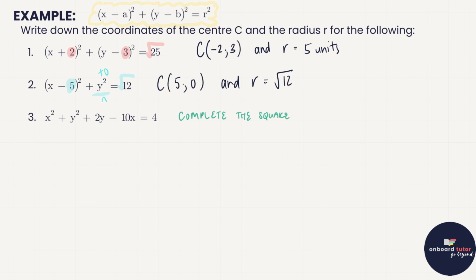Okay, let's try and refresh our memories as to how exactly we do that. The first thing I do is I put all of the x's together. So we're going to say x squared minus 10x, then plus y squared plus 2y equals 4. All the constants, we want them to go to the right-hand side. Okay, now we want to form our two brackets. We want a bracket here with the x's, and then a bracket here with the y's.